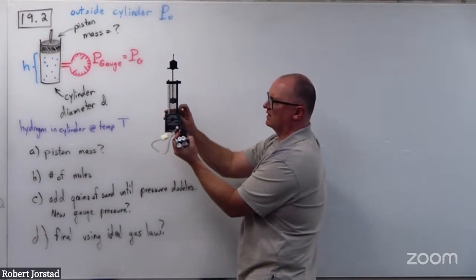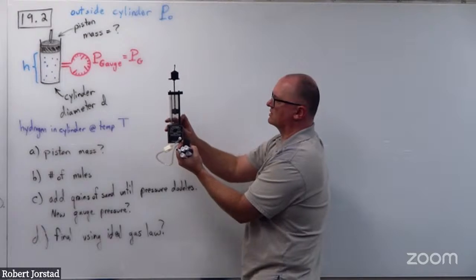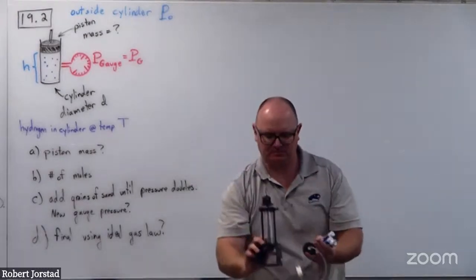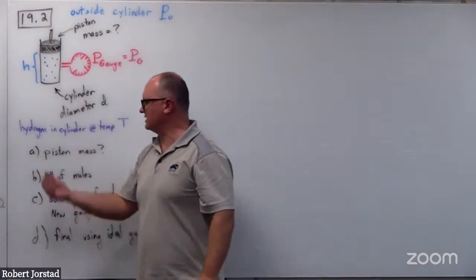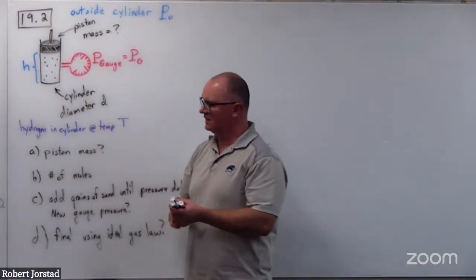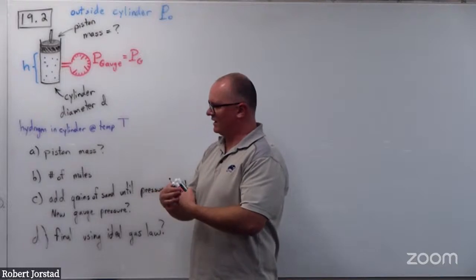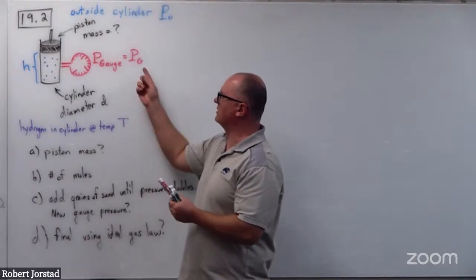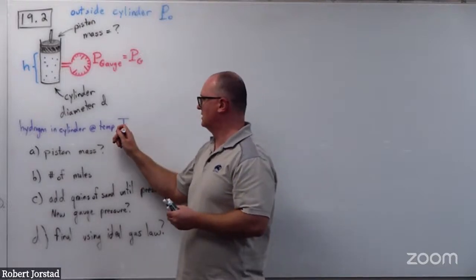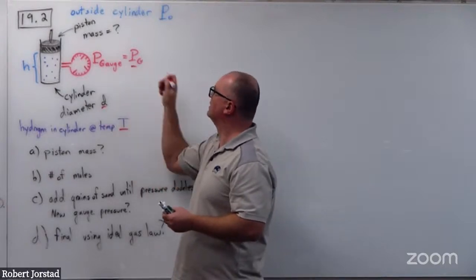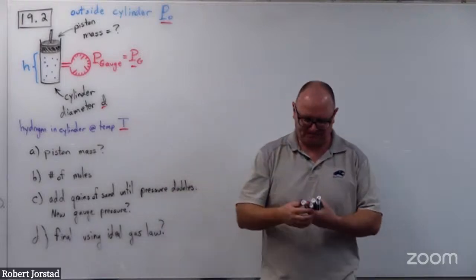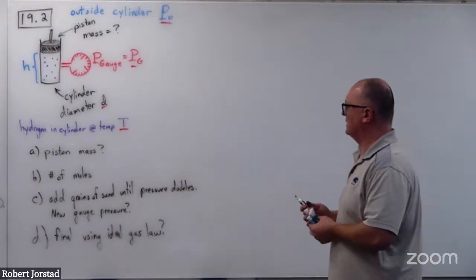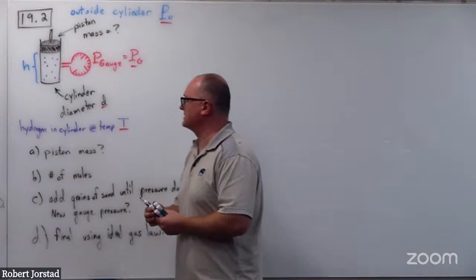There's the air volume that we're talking about, and we're going to assume we have hydrogen in there for some reason at some temperature, capital T. So our knowns in this problem: we know the gauge pressure, and we know the outside pressure. So this is what we know. Our goal is to figure out the piston mass.